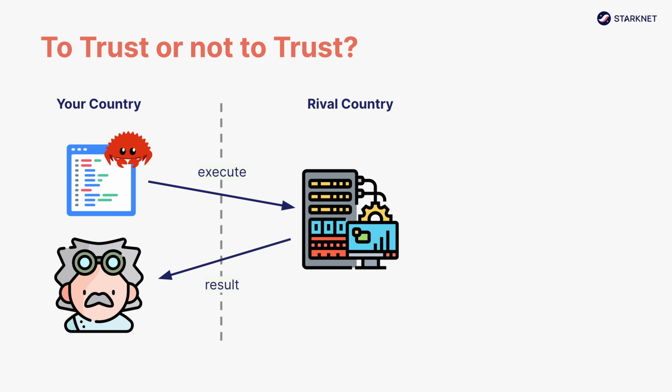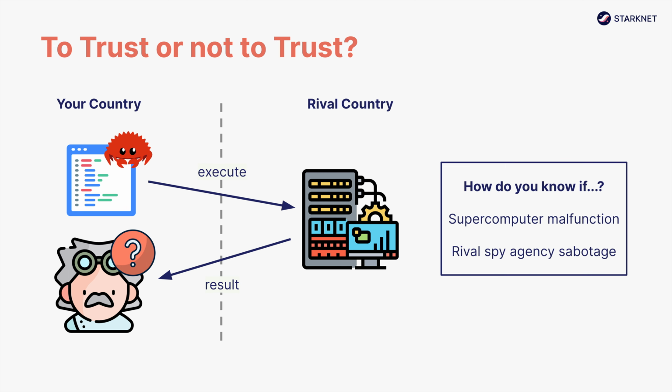On the surface, everything looks good, but something is troubling you. How do you know if the results given by the rival country are real? Can they be trusted? How do you know if the supercomputer didn't malfunction during the execution and the result is off even just by a small margin? Even worse, how do you know if the spy agency of the rival country didn't tamper with the results just to mess with your country? You can't. No traditional programming language can give you such guarantees.